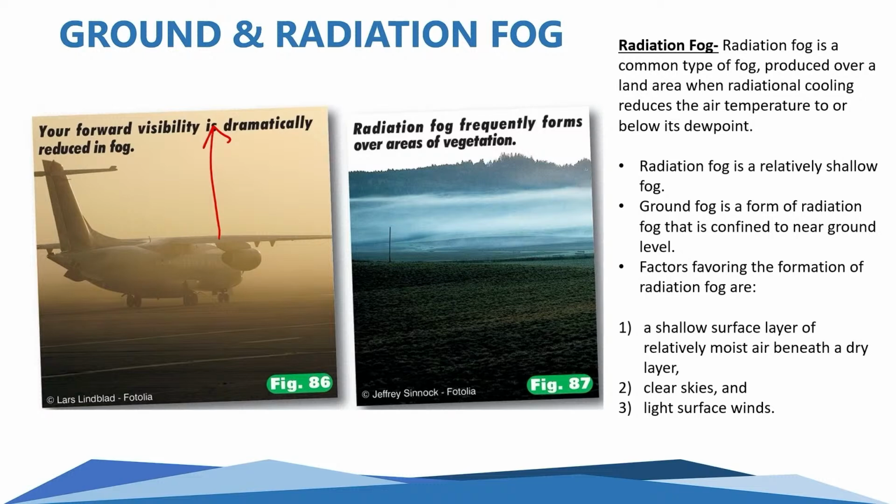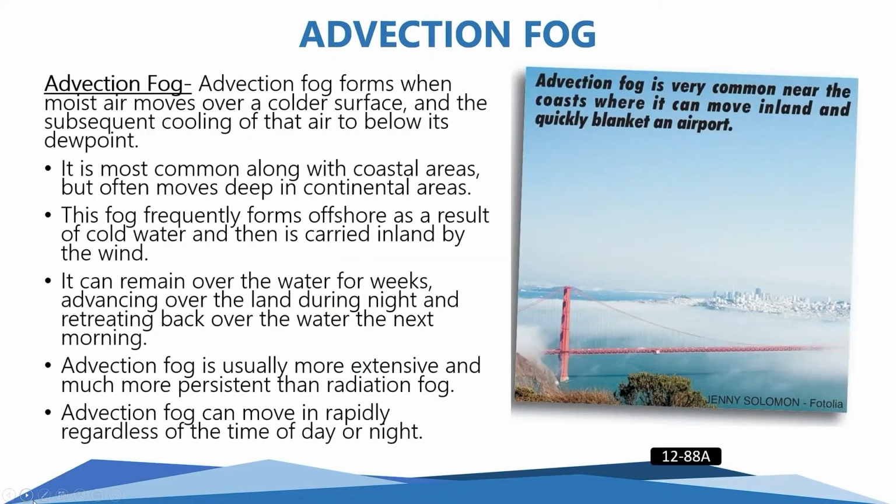So the first one we're going to talk about is called radiation fog. This is fairly common. It's produced over a land area where radiational cooling reduces the air temperature to at or below its dew point. Radiation fog is relatively shallow, and ground fog is basically a form of radiation fog that's confined to near ground level. The three factors that favor the formation of radiation fog are a shallow surface layer of relatively moist air beneath a drier layer, clear skies, and light surface winds. If it's very windy, the radiation fog is not going to form or develop.